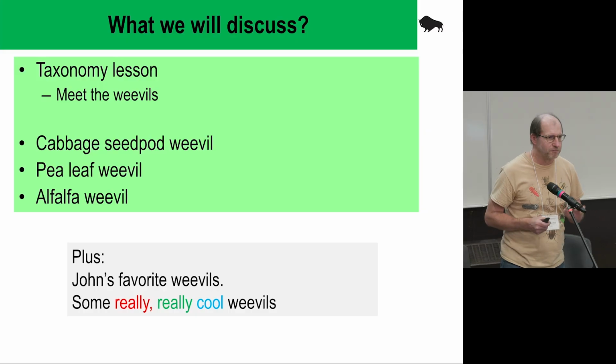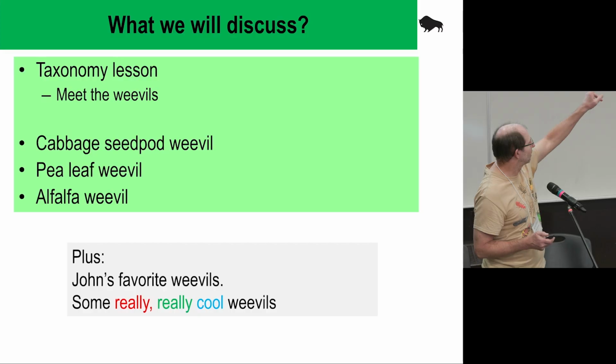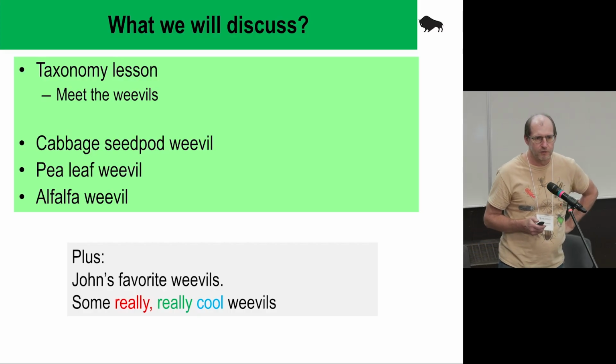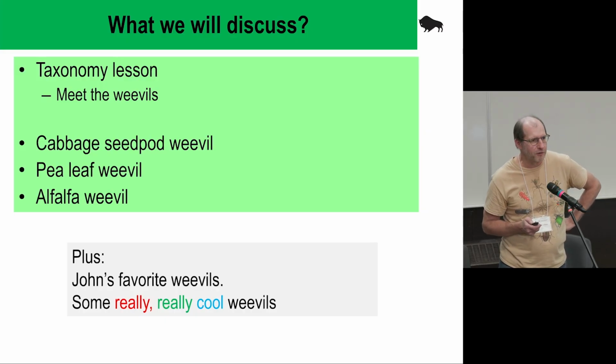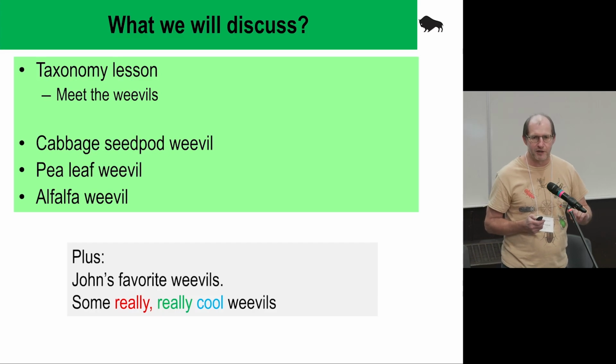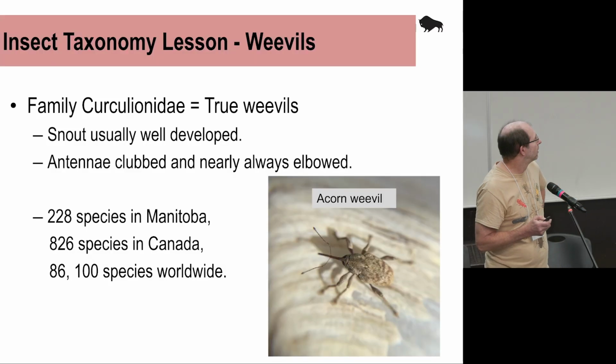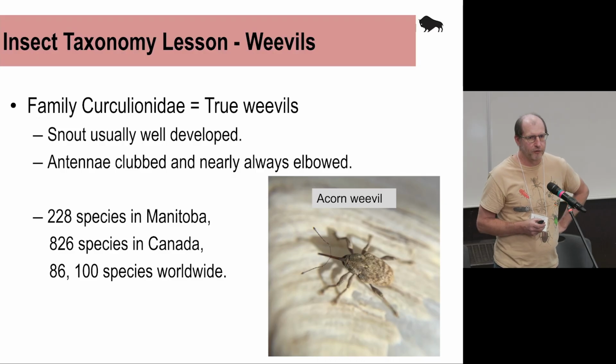So we're going to go over, again, some basic weevil taxonomy, just so people know what weevils look like. And then I'm going to go through the weevils in the order on the screen. We'll do cabbage seedpod and pea leaf weevil first, wrap up with alfalfa weevil. And because the pathologists got to tell us what their favorite pathogens were, not to be outdone, I'm going to tell you what my favorite weevils are, but you're going to have to wait till the end of the presentation. So if I'm somewhat on time, we'll get to that slide, and we'll see some really colorful, neat weevils. These are super cool.